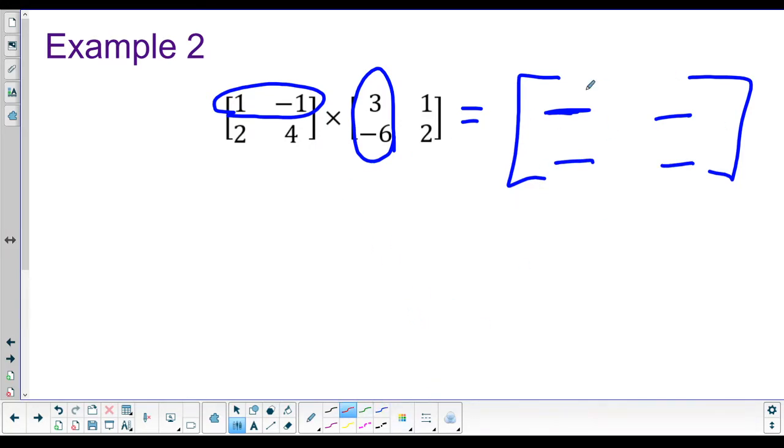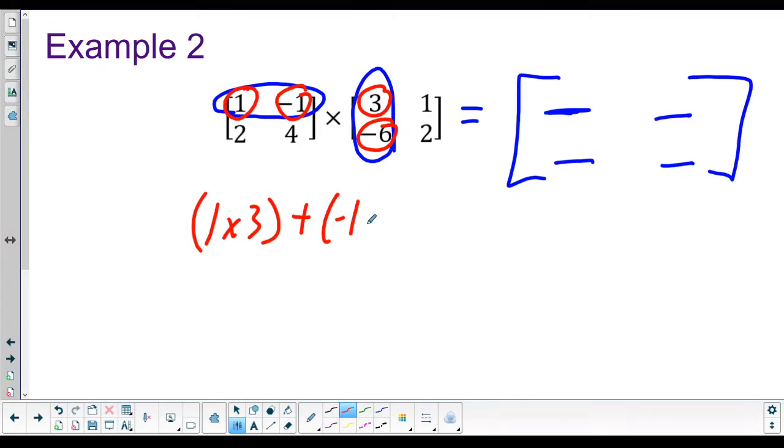So to get this first term in our new matrix, I'm going to multiply the first number in this row by the first number in this column. So this is going to be 1 times 3. Then I'm going to add that to the second number in the row times the second number in the column. So -1 times -6. So 1 times 3 is 3, plus -1 times -6 is 6, and 3 plus 6 is 9. So this first number is going to be 9.